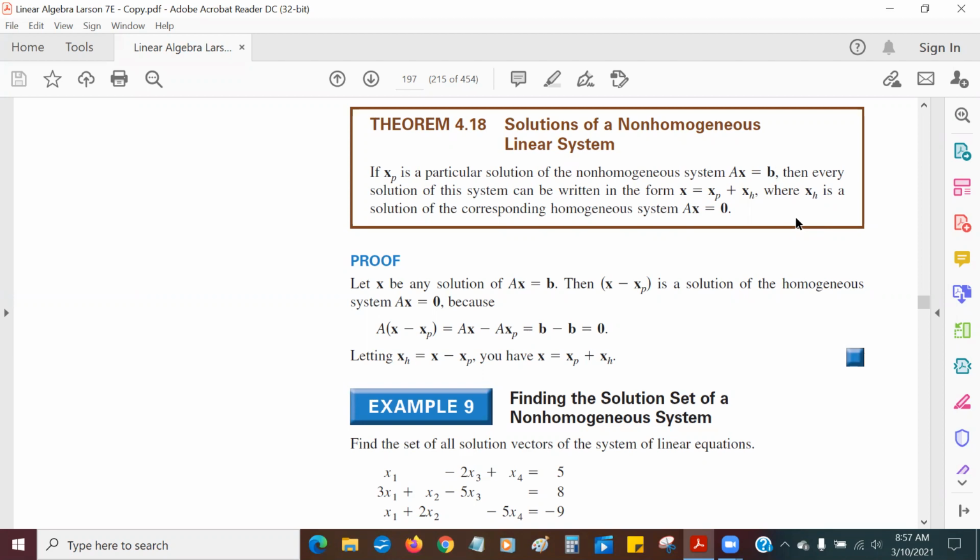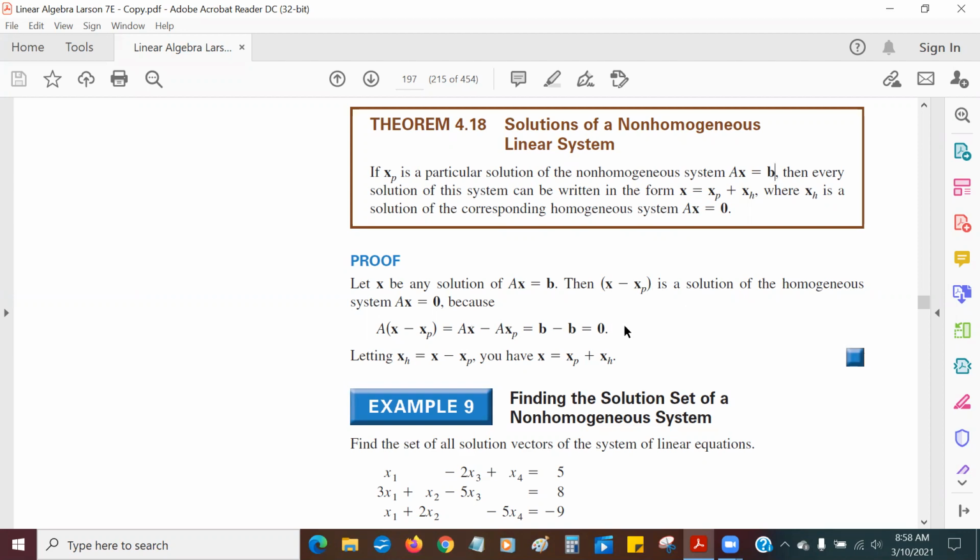So the proof is really simple. Let's say x is any solution to Ax equals b. So the x vector is any solution. If I look at the vector x minus xp, that's going to be a solution to the homogeneous system. Why? Because A times x minus xp, I could distribute. That's Ax minus Axp. But Ax is equal to b, and Axp is equal to b. We're saying that these are solutions of the non-homogeneous system, but b minus b equals 0.